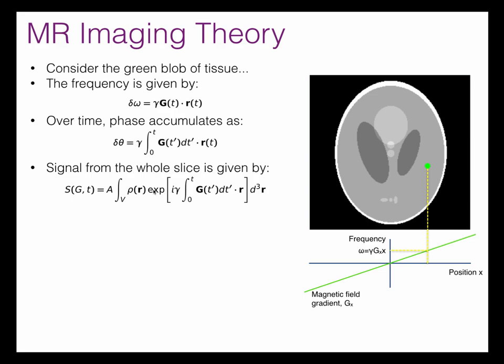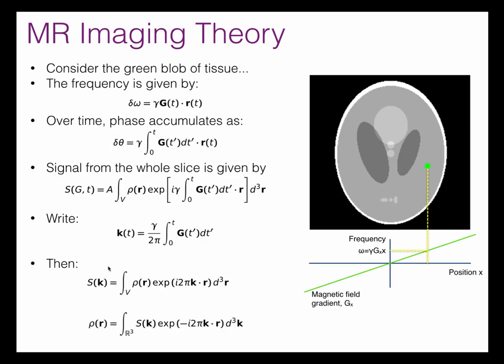And this is an exponential with an e to the i theta type term. So it's basically a complex exponential, with a phase term that's given by this delta theta here. So basically we have the integral across the entire slice of the proton density with this phase term. So if we now write k of t is this term in here, so this is basically the time integral of the gradients with a constant factor in front of it, we can now make this signal equation look like this.